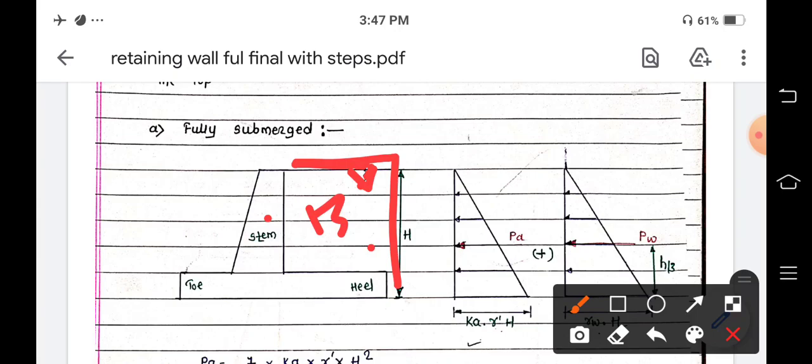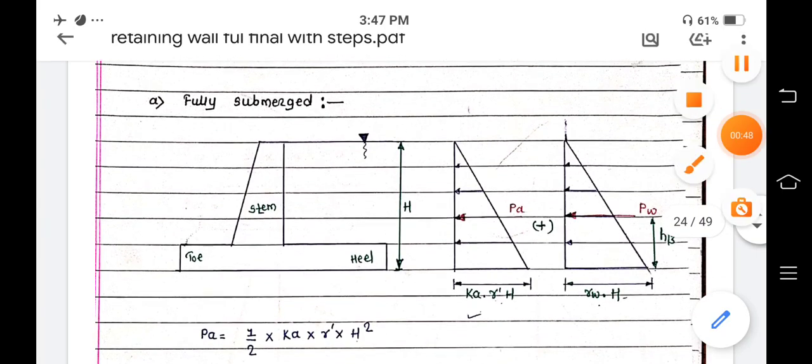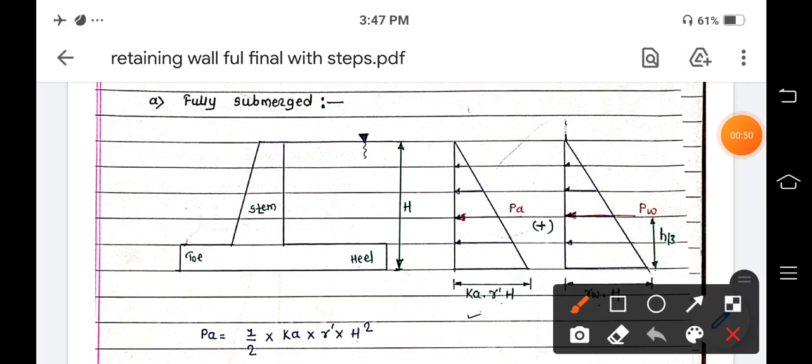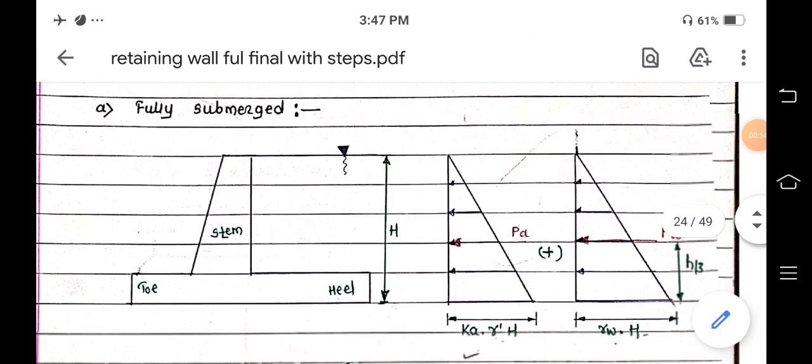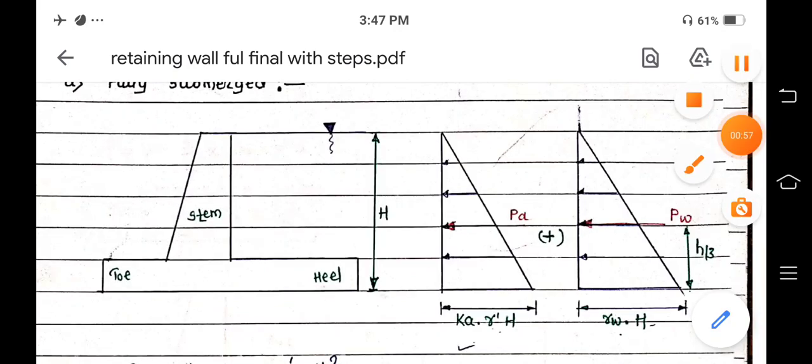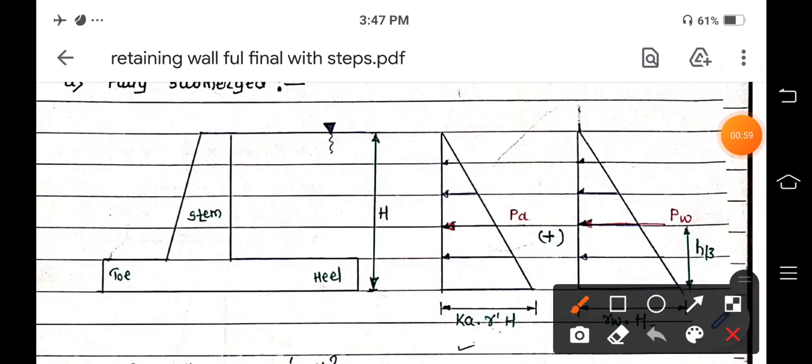So for soil only, as we already learned in the first case, at the base there will be the value Ka gamma dash. Gamma dash is the submerged unit weight. Submerged unit weight means the soil which contains some amount of water, the soil which is below the ground level, and that is called gamma dash. So instead of gamma, we use gamma dash. At the base the pressure will be Ka gamma dash into H.